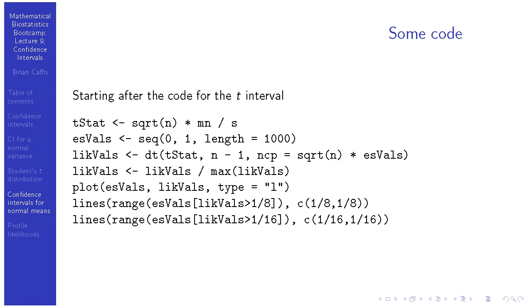And then we want our likelihood values to be peaked at 1. So instead of figuring out what the exact maximum likelihood is, let's just divide by the maximum when we grid searched over 1,000 points. And let's plot our effect size values by our likelihood values. Let's make sure it's aligned by doing type equals L. And let's draw lines at 1/8 and 1/16.